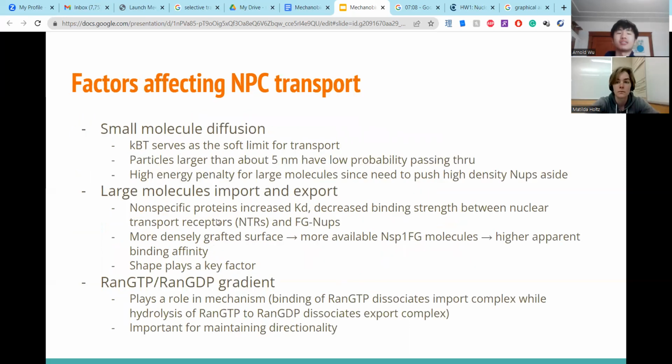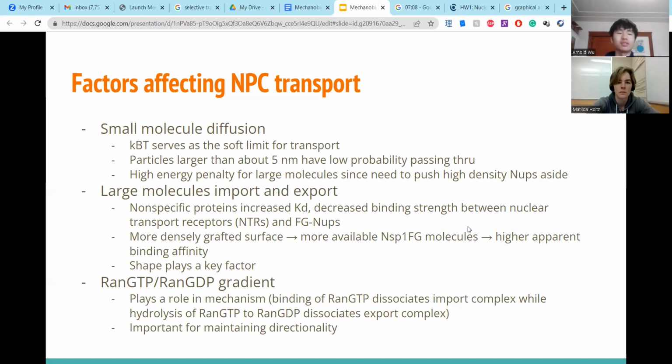There are various factors affecting NPC transport. For example, in small molecule diffusion, the kBT serves as the soft limit for transport. Particles larger than 5 nanometers are shown to have low probability of passing through. Additionally, this is due to the high energy penalty for large molecules since they need to push the high density nups aside. The large molecules display more FG nup interactions compared to the small ones.